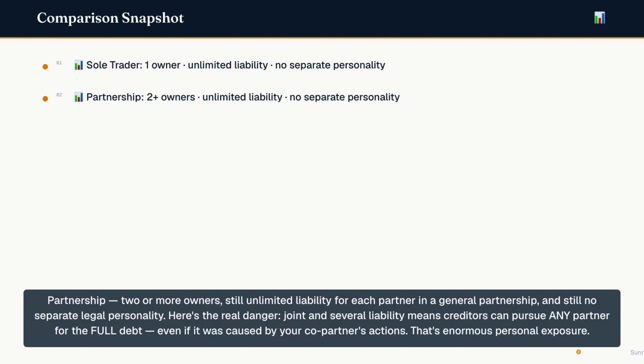Partnership, 2 or more owners, still unlimited liability for each partner in a general partnership, and still no separate legal personality. Here's the real danger. Joint and several liability means creditors can pursue any partner for the full debt, even if it was caused by your co-partner's actions. That's enormous personal exposure.